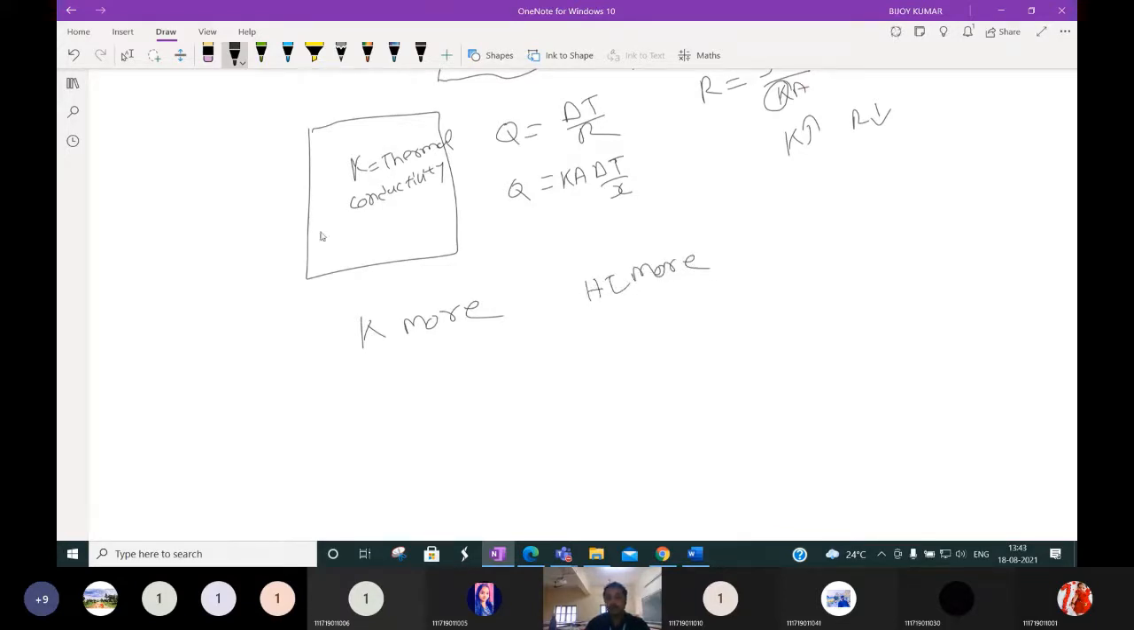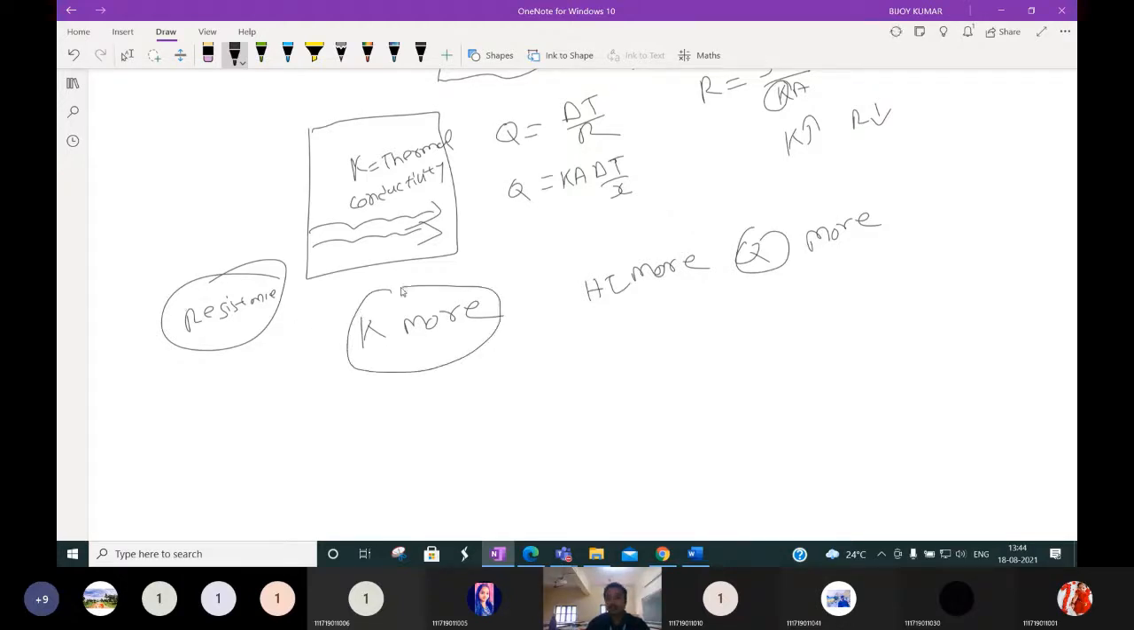So thermal conductivity is more means the heat transfer is more, and heat transfer is more means Q is more. If the thermal conductivity is higher, it will transfer heat more rapidly, which means the resistance is low. Resistance means some opposing force. If a certain metal's K value is more, then in that material the heat can flow more easily. More easily means that the resistance is low.